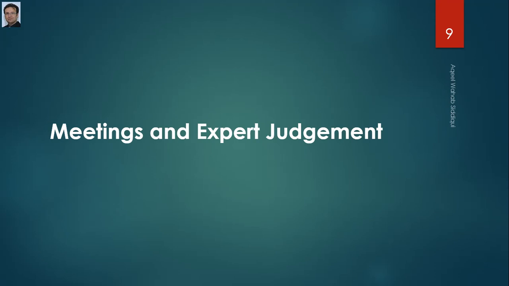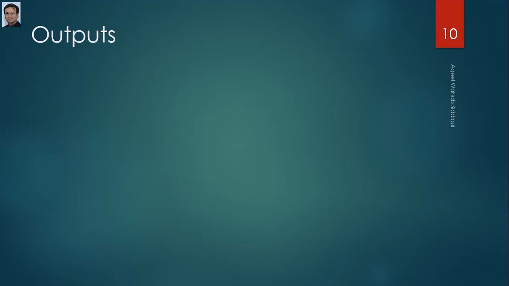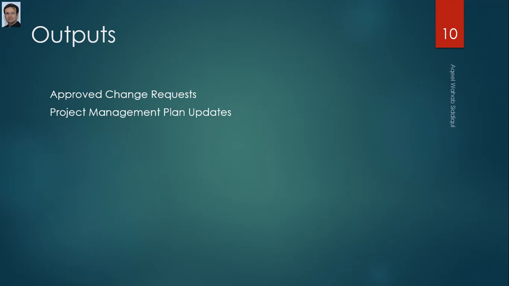So what are the outputs? Outputs are approved change requests, changes to the project management plan, and project document updates. Obviously in this process we deal with changes, so we take the change request from the stakeholder, we forward that change request to the change control board, and whatever they decide, we communicate as a project manager to the stakeholders accordingly. So this is all about today's lecture.